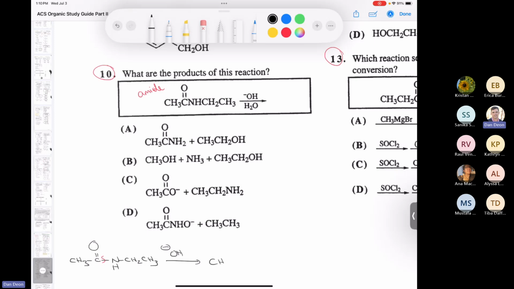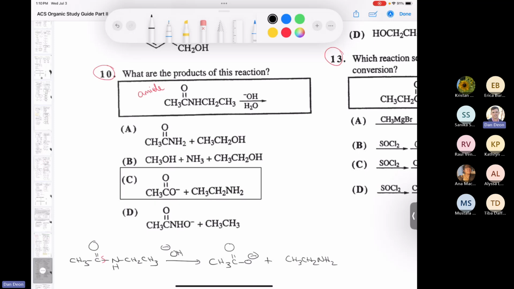We're going to hydrolyze that bond, and are we going to have an acid here? Are we going to have an acid? Well, of course not. We're in base. Okay, if we're in a basic environment, we're not going to form a carboxylic acid. We're going to form the carboxylate, and then of course an amine already is a base, and so we're going to form the free amine. All right, so that means that we're going to end up with C. We're going to end up with the carboxylate ion and the free amine.